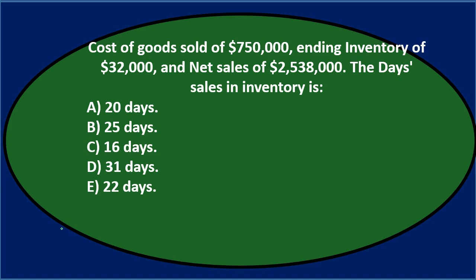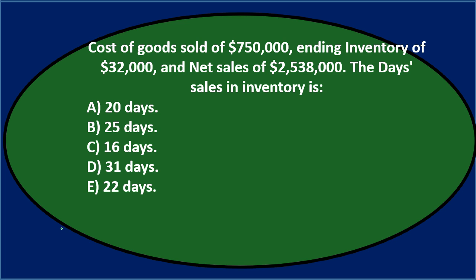In this presentation, we will take a look at multiple choice questions related to financial statement analysis, going through those questions and then practicing test taking skills with them. First question: cost of goods sold, 750,000, ending inventory of 32,000, and net sales of 2,538,000. The days' sales in inventory is what? We have our answers down below.